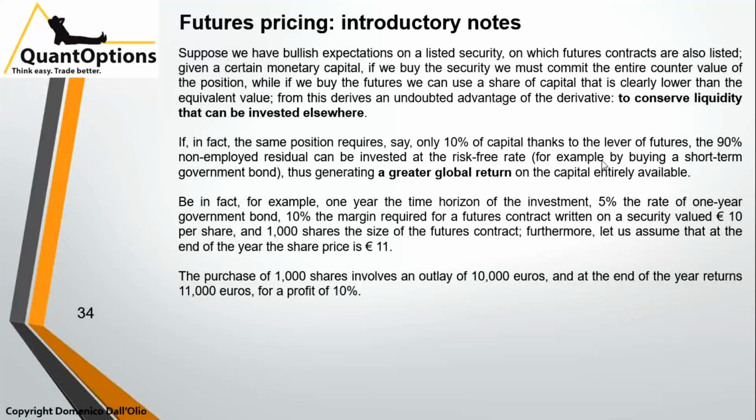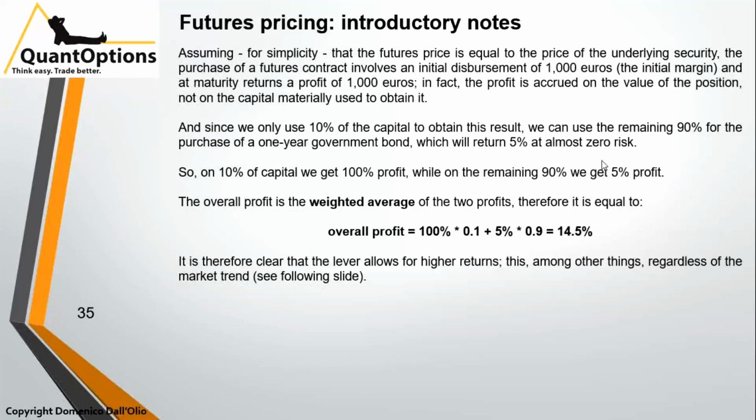The purchase of 1,000 shares involves an outlay of €10,000, and at the end of the year returns €11,000, for a profit of 10%, €1,000 out of 10,000. Assuming for simplicity that the futures price is equal to the price of the underlying security, the purchase of a futures contract involves an initial disbursement of €1,000, the initial margin, not 10,000, as it happens with the purchase of the stock.